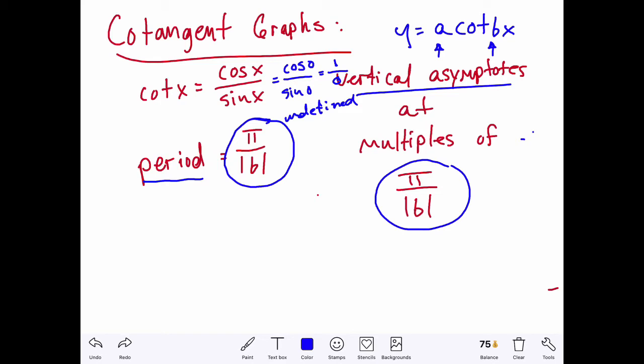Okay, so we want to start with these few ideas, and then let's get into graphing one of these functions and go through the process. And again, notice that at 0 here is where our asymptotes are. So these cotangent graphs won't have that offset quality that we had with tangent graphs, and we'll see that in just a minute here.